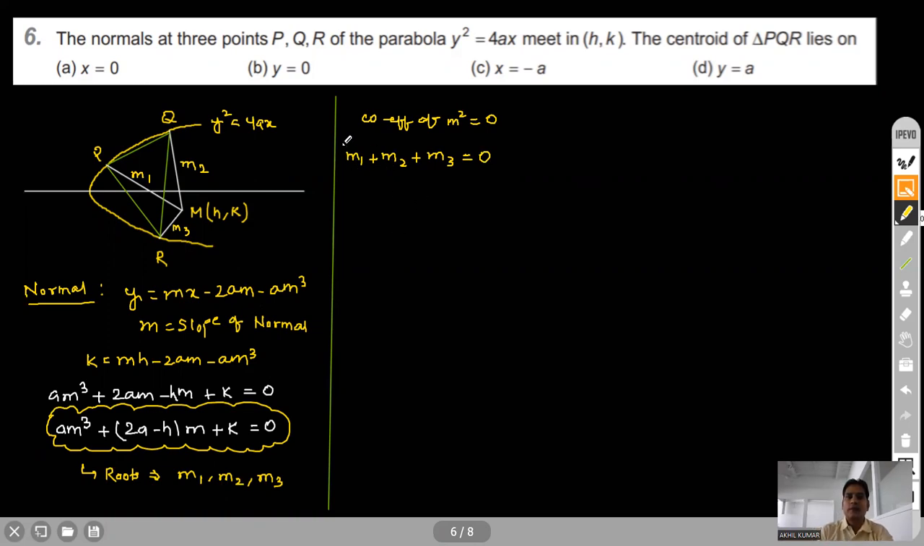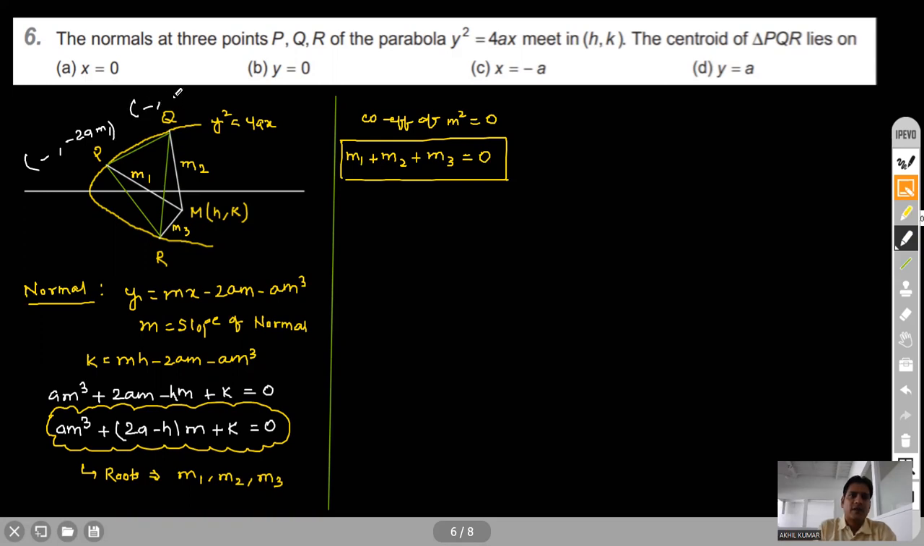This sum of roots will be equal to 0. Now, I have assumed this equation of normal to be this, right? So what we get: minus 2am minus am cube, right? So this m1 plus m2 plus m3 is equal to 0. And we can write other relations also, like the product of roots, m1 m2 m3, will be equal to minus k upon it. But we don't need that here, right? The coordinates of P, Q, and R, if you observe, the y coordinate of P will be minus 2a m1. Okay, I'm not bothered about the x coordinate.